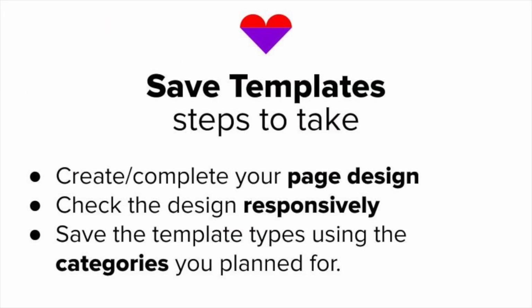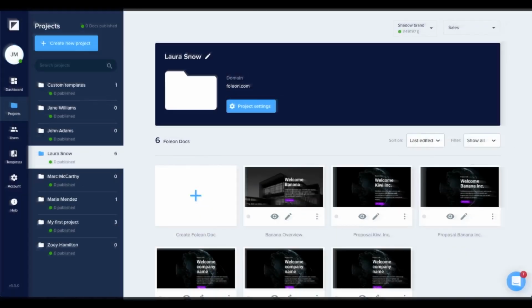Now it's time to design and complete your pages. Before saving a template, ensure that you checked your design and fine-tune it for tablet and mobile view. This ensures the effectiveness of the template and will save you a lot of time creating content in the end. Lastly, you want to reference your pre-planned categories and save the template types applying these categories. Let's go ahead and do this together.